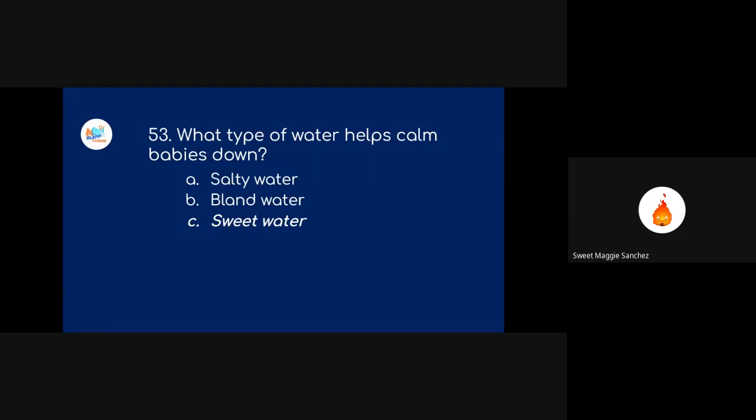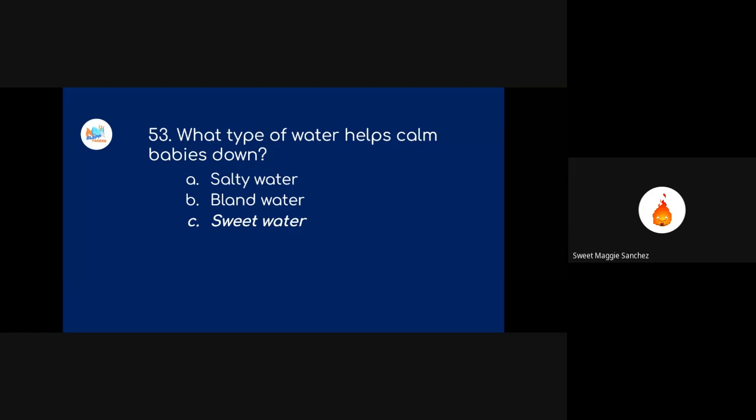is what type of water helps calm babies down? The correct answer is still sweet water. Although mother's milk is sweet too, thank you for that, Miss Jalika. Although sweet water is mentioned in studies, it's not recommended to give to your child. Even sugar water, don't. While the baby is still developing, please strictly give them breastfeeding. That's very healthy for the child.